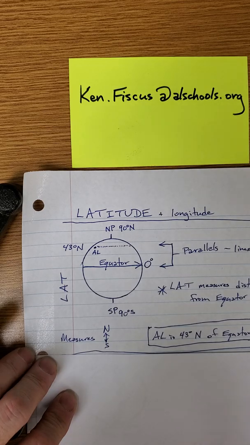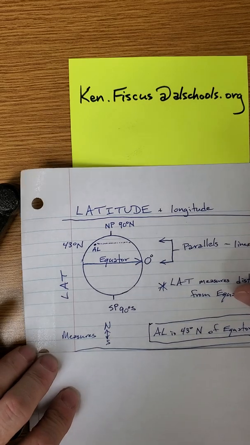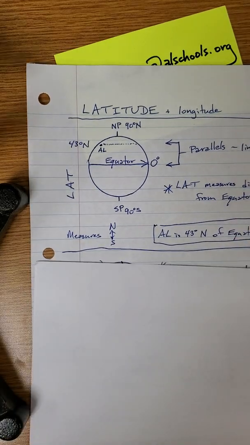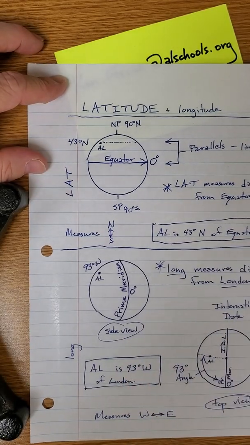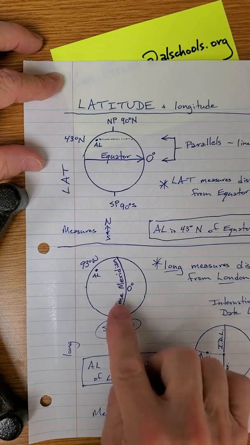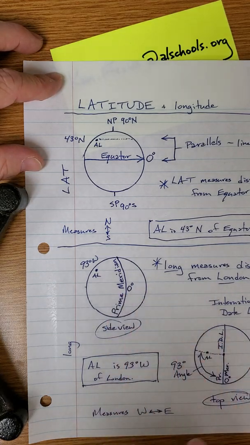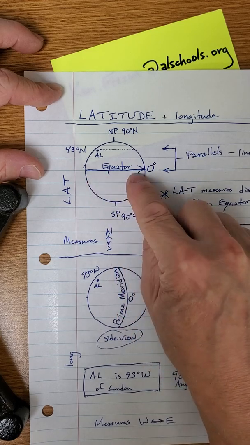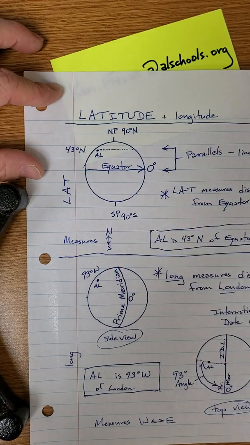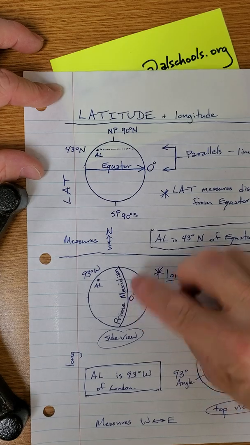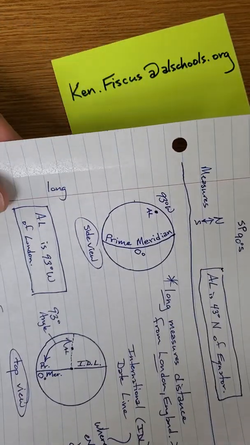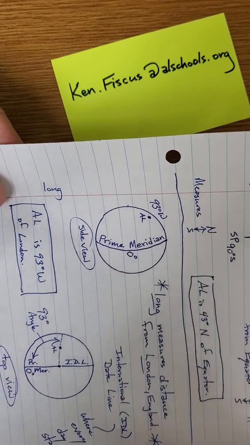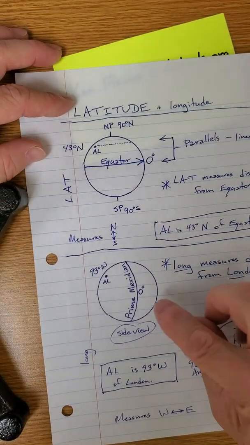That's the top diagram. For the bottom diagram, we have two different drawings, a side view and a top view. These are the same thing, but from two different angles. The most important line of latitude is the equator. The most important line of longitude is called the Prime Meridian. Prime being prime like top, most important. So it's 0 degrees.